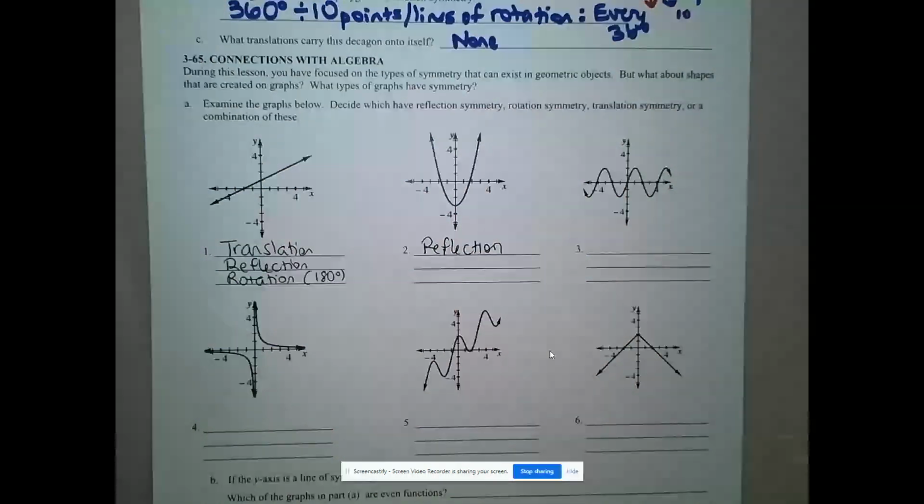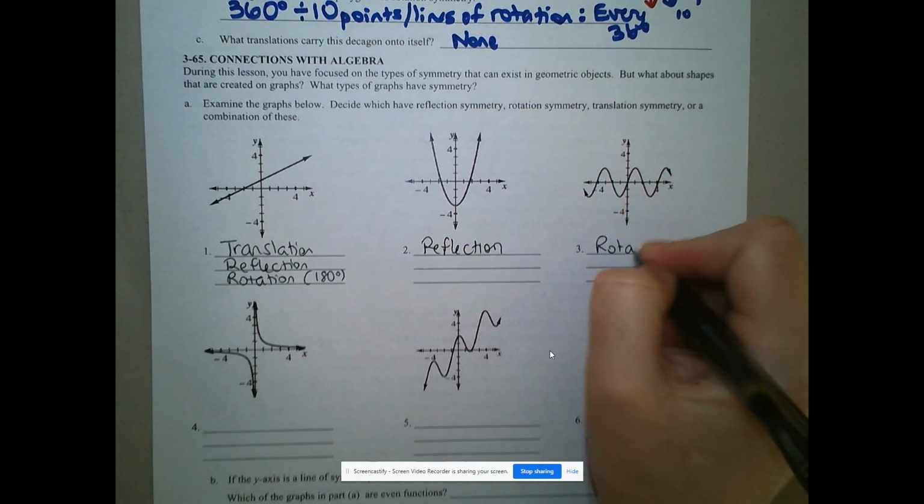Last on this row is the wave. And that wave, that curve that continuously goes on forever to the left and forever to the right, because it matches left to right, it would have rotation. I could rotate it 180 degrees. So rotation is a yes.